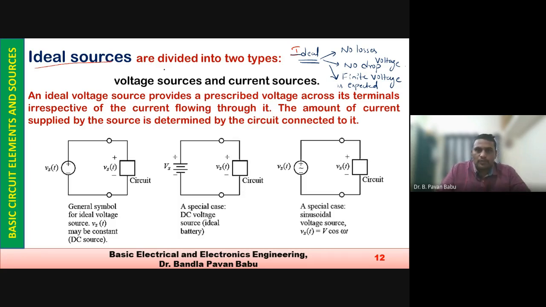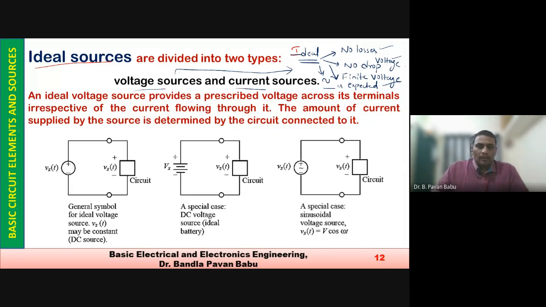Okay. Again, these ideal sources are divided into two types, voltage source and current source. Again, what I have said right now applies to both sources, that is no losses, no voltage drop, and any finite voltage is expected, a pure input is expected. In case of AC it is pure sinusoidal. In case of DC, a constant DC is expected. So that is the meaning of ideal sources.